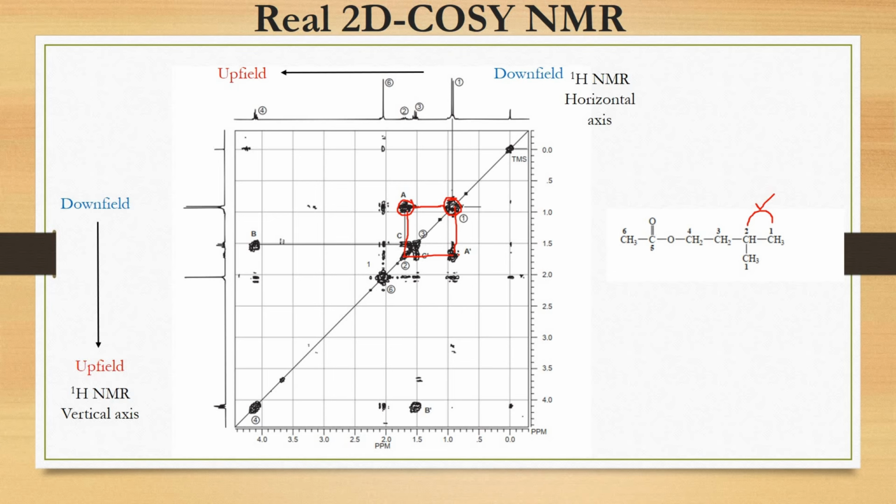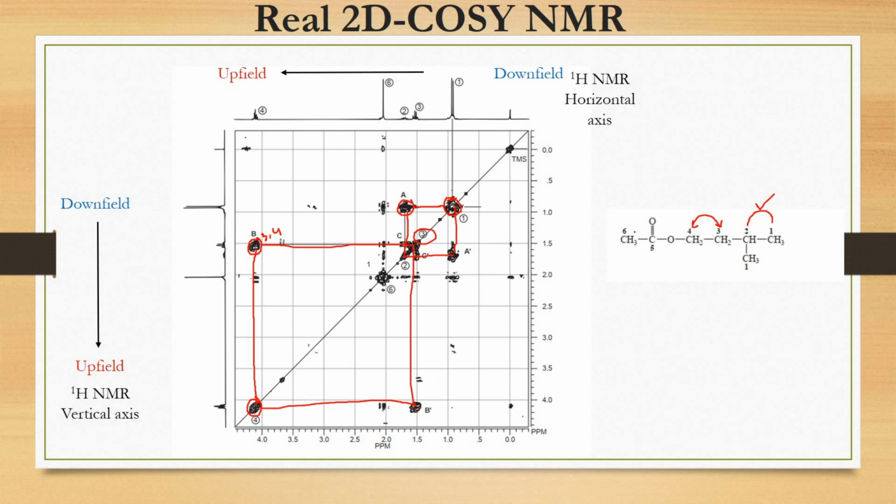Now let's look at another interaction, which is the interaction of proton 3. This is the horizontal line which is connecting to this dot, and now we are drawing the vertical line which is connecting to the fourth. So proton 3 is interacting with 4, right? So it should be vicinal. Let's check in the structure. Yes, 3 is interacting with 4. So we found this interaction as well, and you can see that across the diagonal there is another peak, so it is making the square.